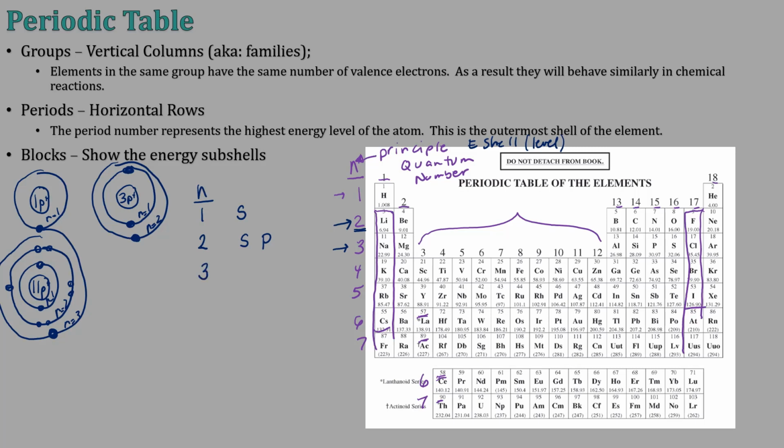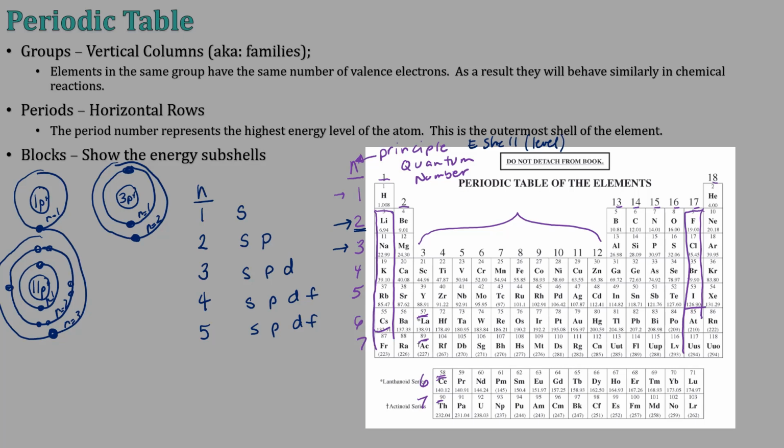When N is 3, there are three subshells available: S, P, and D. When N is 4, there's S, P, D, and F. And when N is 5, you have S, P, D, and F, and so on and so forth. We don't go past the F subshell. There are others, but we don't need to go past those.